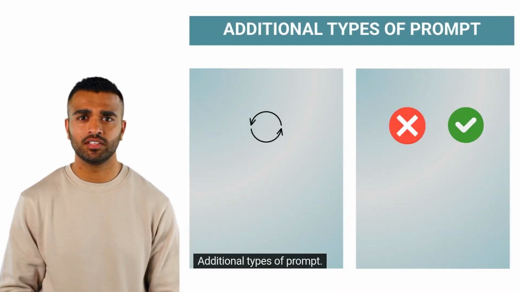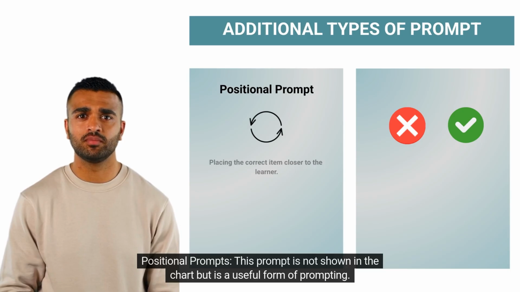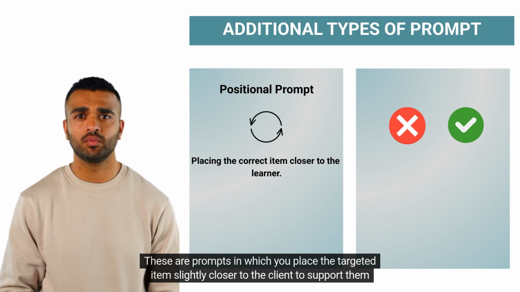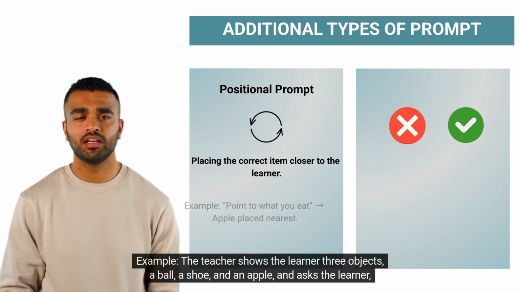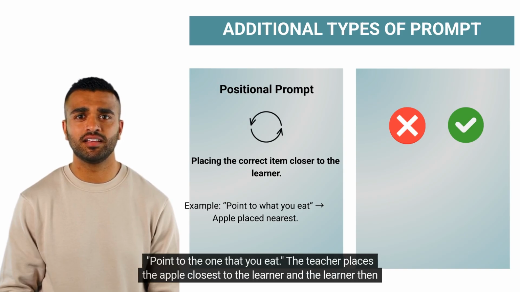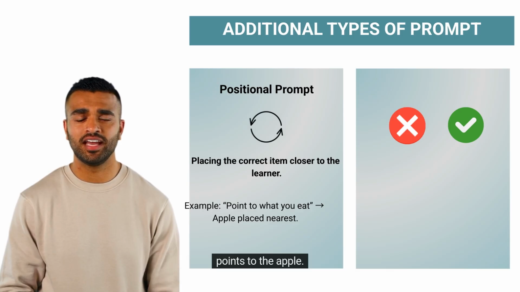Additional types of prompt. Positional prompts. This prompt is not shown in the chart but is a useful form of prompting. These are prompts in which you place the targeted item slightly closer to the client to support them in getting the right answer. Example, the teacher shows the learner 3 objects, a ball, a shoe, and an apple, and asks the learner, "Point to the one that you eat." The teacher places the apple closest to the learner, and the learner then points to the apple.